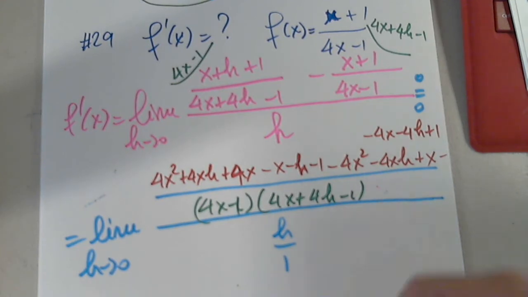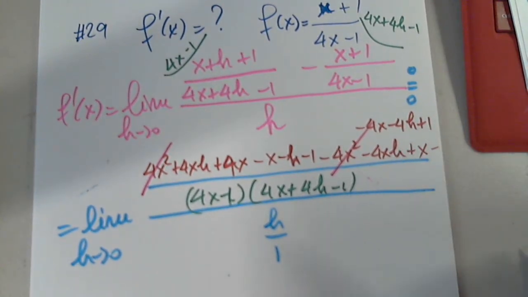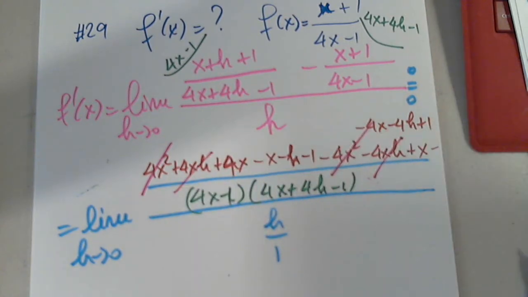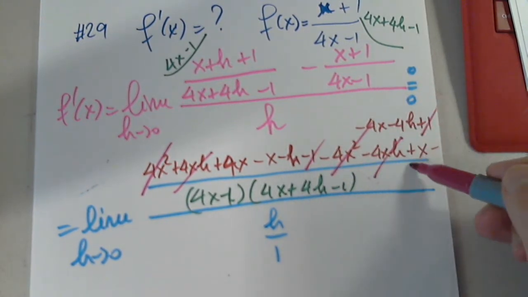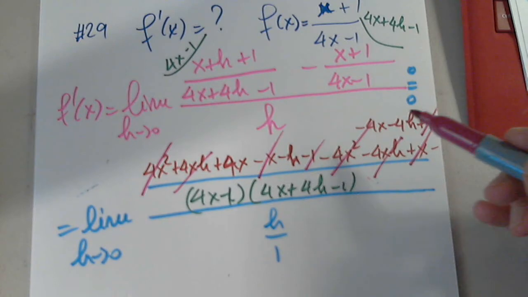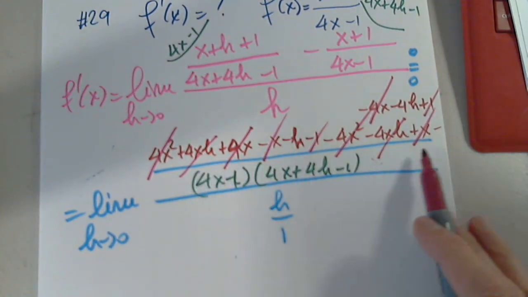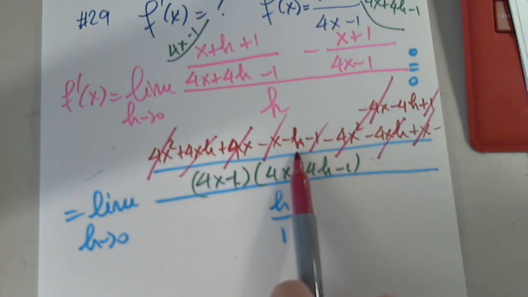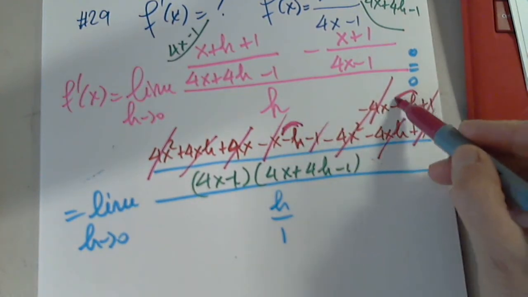So I'm crossing out the 4x squared with a negative 4x squared. Here's a bonus, I'll take it. Negative 4xh with positive 4xh. Wasn't supposed to, but I'm happy. The positive 1 with negative 1. The positive x with a negative x. The negative 4x with a positive 4x. And all this mumbo jumbo, I have left a negative h and a negative 4h. There is nothing else left, as expected.